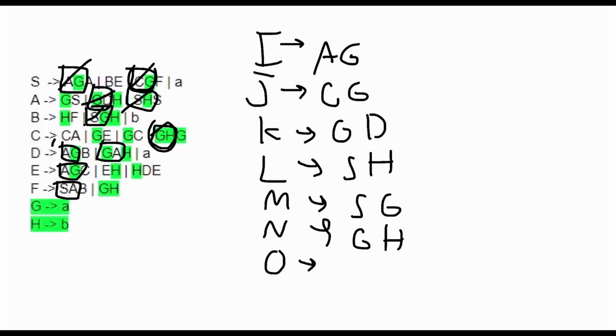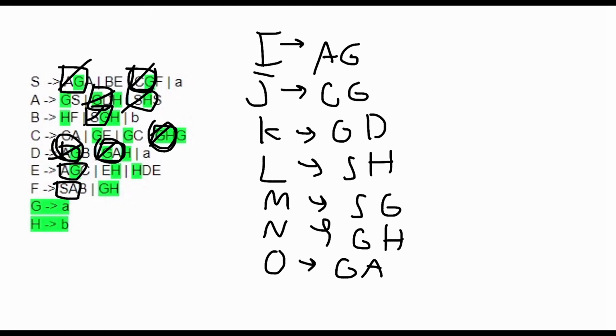AG. Now you see this AG right here. We already have I replacing AG, so we don't need to write anything more. We don't need to write anything new. So we just cross that off, and now we're on GA. And do we have any GAs in here? We do not. So we're going to have O replace GA. I forgot to cross this GH down.